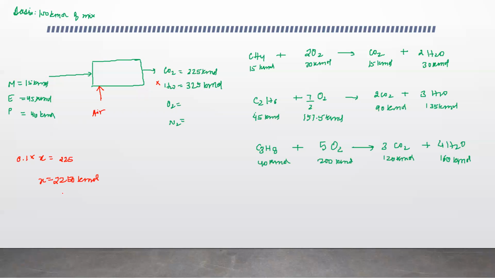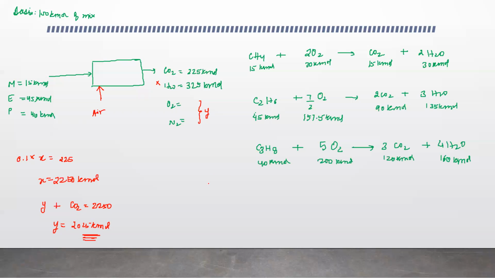Right. So when X is 2250 kilomole, since carbon dioxide is a part of this, let's consider oxygen plus nitrogen in the flue gas to be Y. So you have Y plus carbon dioxide is 2250. Therefore, Y you will get as 2250 minus 225, that is equal to 2025 kilomole. All right.